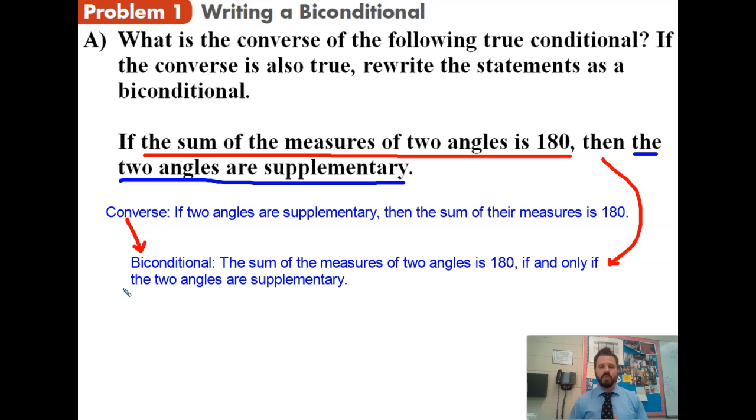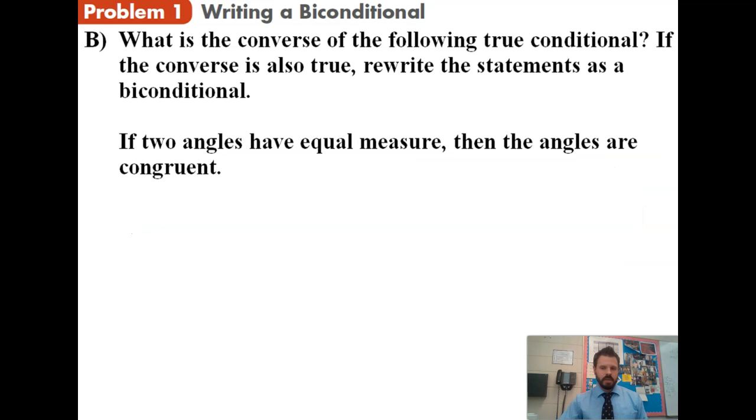That's part A. Why don't you pause the video, give part B a shot, make sure you can write that biconditional, and then hit play to check your answer. In part B, same idea. We want to take a true conditional, figure out if its converse is also true, and if so, make a biconditional out of the original conditional. Our conditional is: if two angles have equal measure, then the angles are congruent. We'll write its converse first.